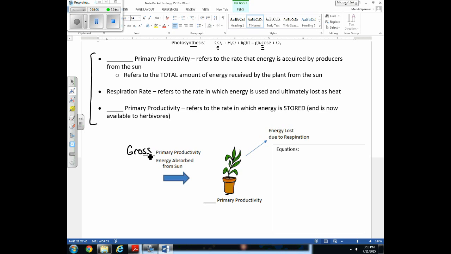They're going to convert some of those organic molecules into ATP, and they're going to use ATP. So some of this energy that this plant accumulates is going to be lost due to respiration. So what that plant doesn't use, it's going to store. And so the energy that is stored is referred to as the net primary productivity.